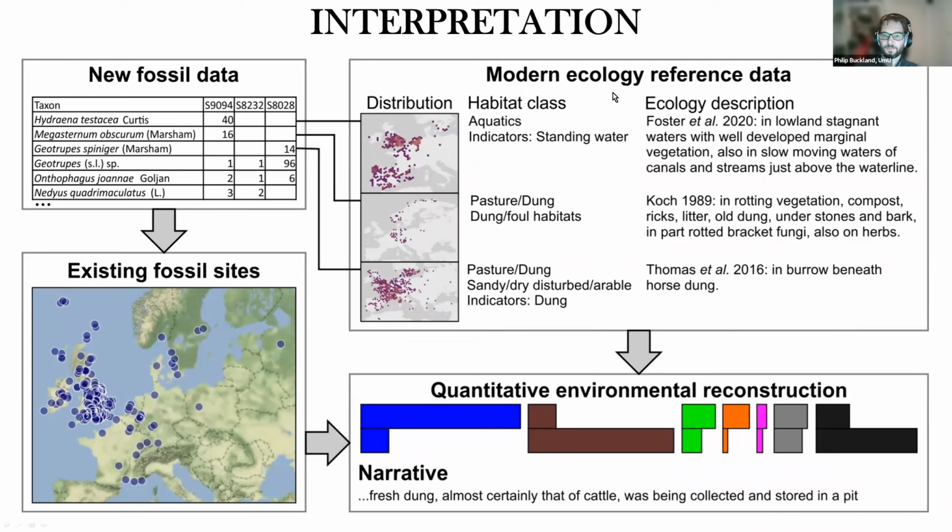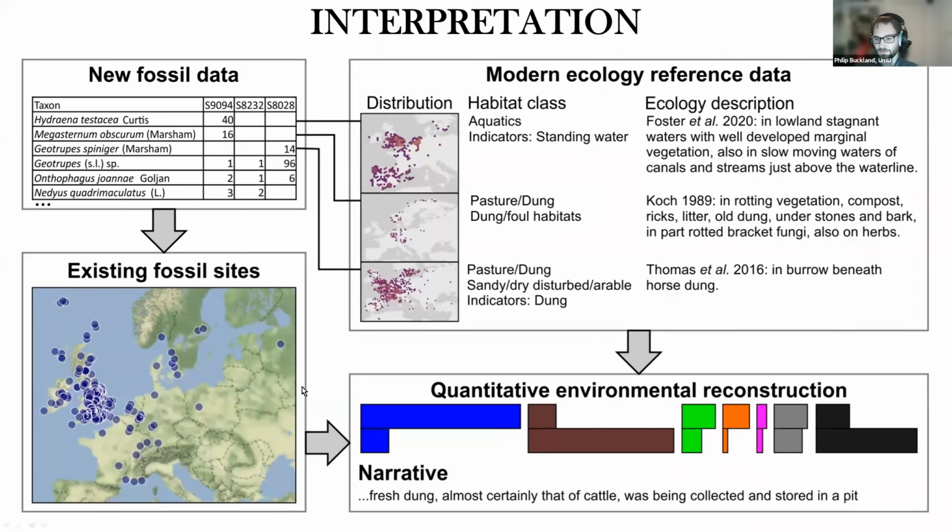species. And we summarize those, or we have our own systems, our own, you could say, archaeology-orientated quantitative classification systems for the species, which allows us to do some form of quantitative environmental reconstruction. But also we use a lot of the descriptive data there. And then we build a narrative of what it means.